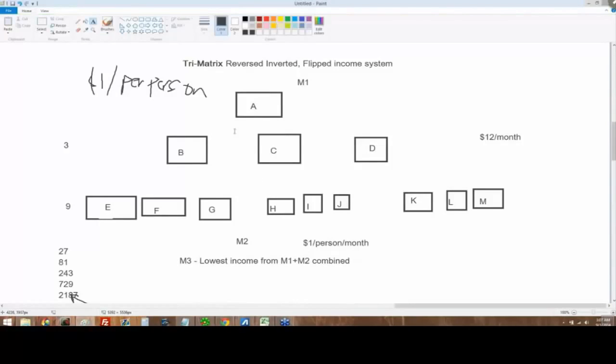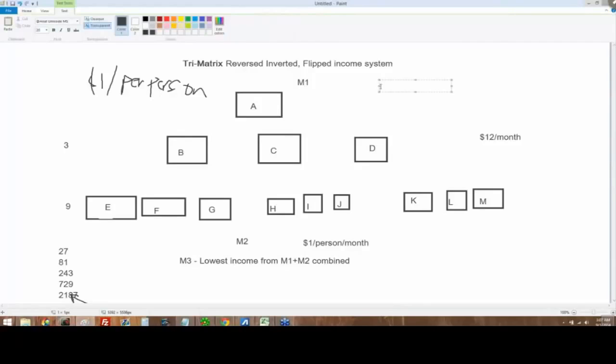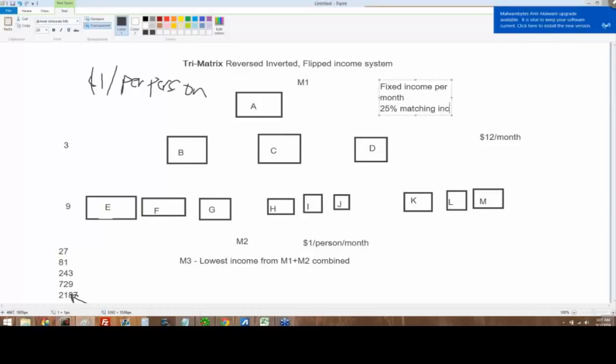Now the obvious question becomes, what does A then get for referring B? Here's what A gets for referring B. A gets a fixed income per month, just like in DST. When you refer somebody in DST, you get a fixed income per month for having referred them. So fixed income per month is the first thing that A is going to get on B. And then A will also receive 25% matching income bonus. So whatever B makes, A is going to get a 25% matching bonus. And then he's going to get 10% on the next level, and he's going to get 5% on the next level.